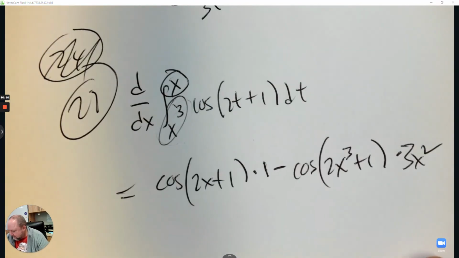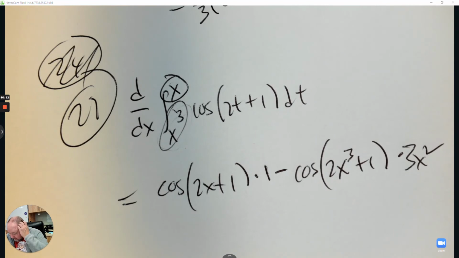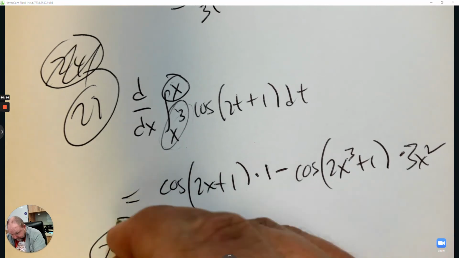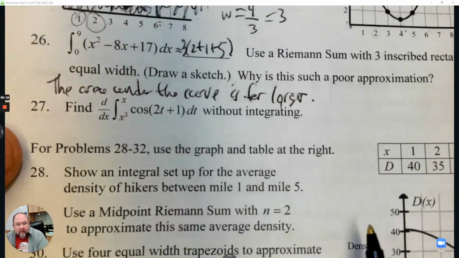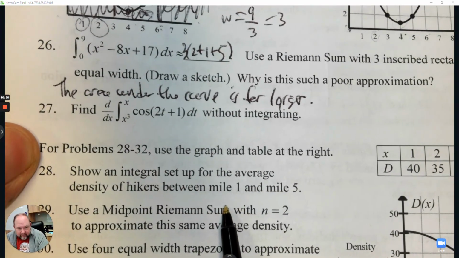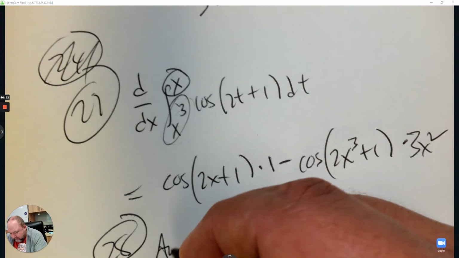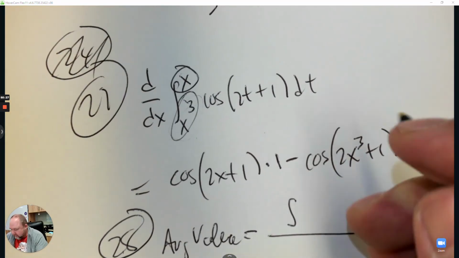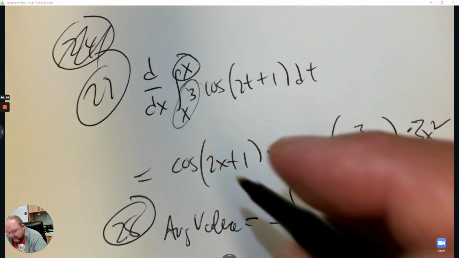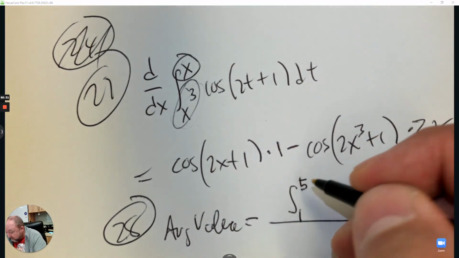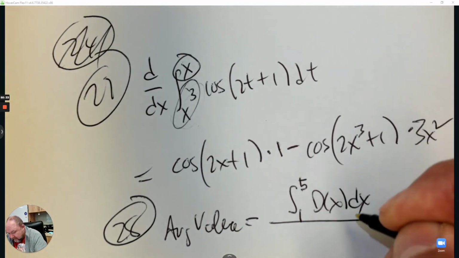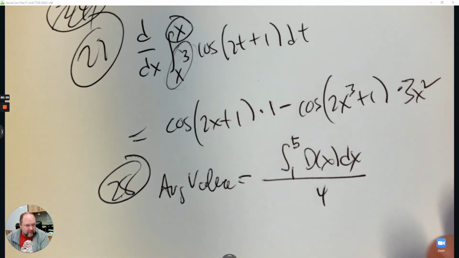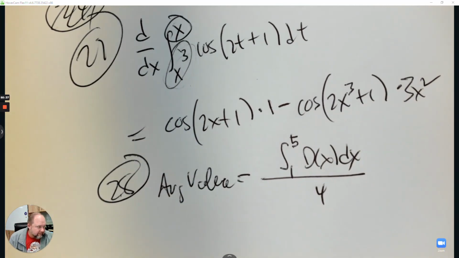Number 28. Show an integral setup for the average density of hikers. So that's like average value. And so that's an integration question. And from 1 to 5 miles means we integrate from 1 to 5 the function, which is this. And then you divide by the difference of the bounds. So that would be the setup.